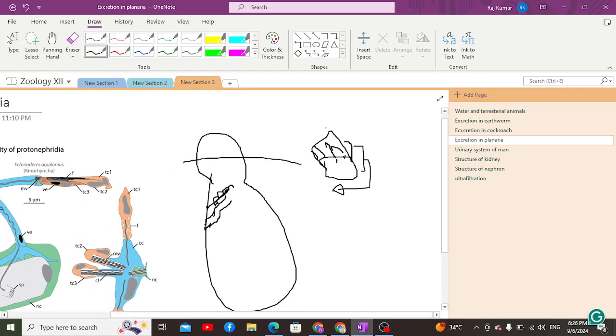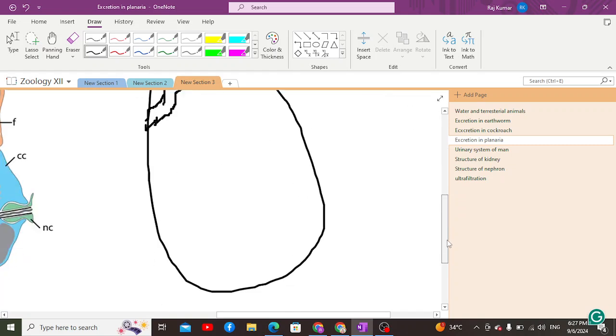Now, what actually happens is that when the excretory product is secreted from the cells into the blindly ending tubules, the flame cells cause a flickering movement of the cilia, as a result of which the excretory product is transferred through an external pore of the planaria, which is present in the planaria's body.